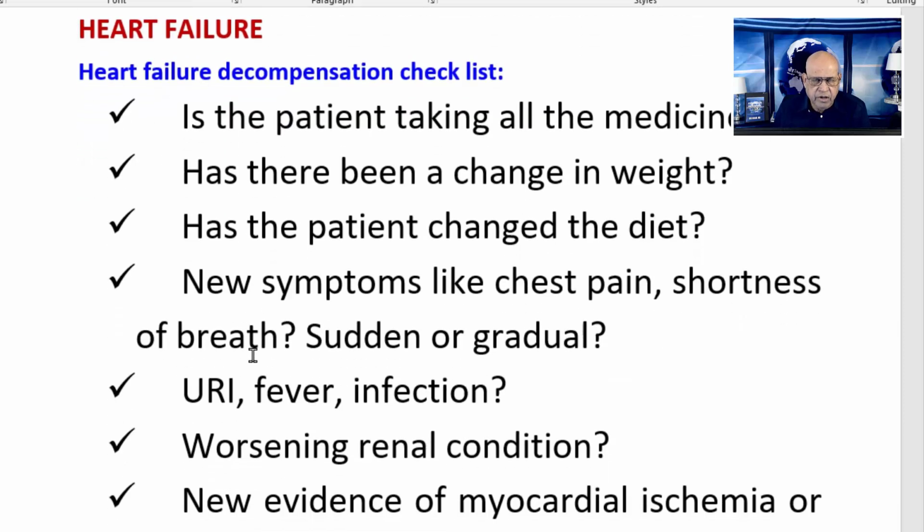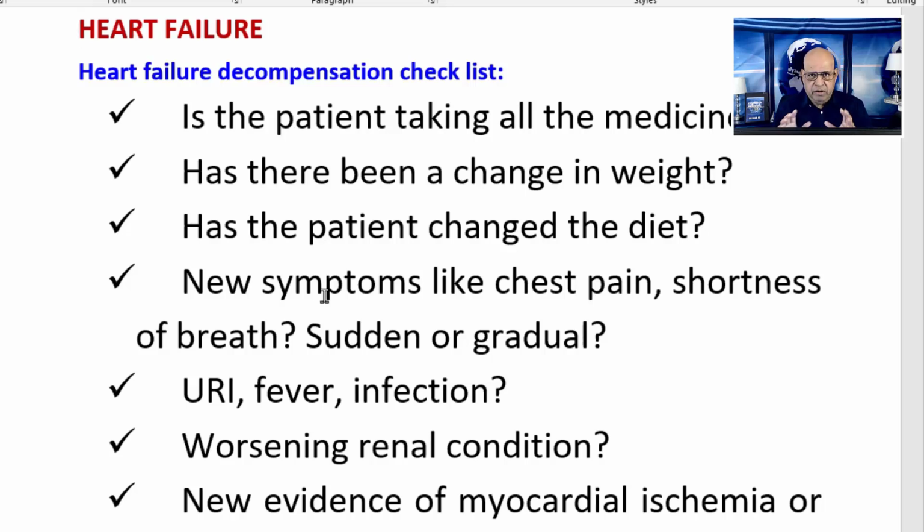So whenever you see a patient with decompensated heart failure, these are some of the important things you need to focus on. First, what is the cause of decompensation? Is the patient taking all the medicines? Has the patient had a change in weight? Weight is an important barometer as to whether the patient is retaining fluids or whether the patient is having any other issues. Has the patient changed the diet? Has the patient been taking too much salt?